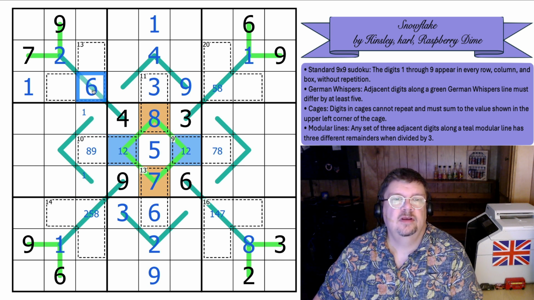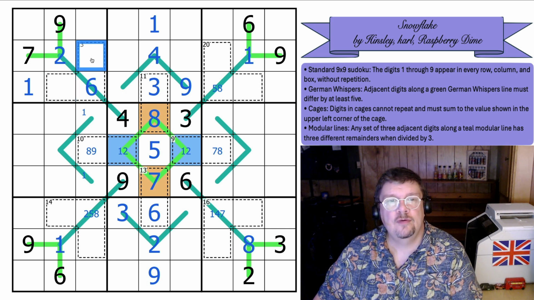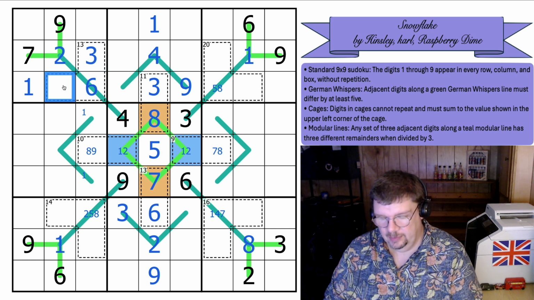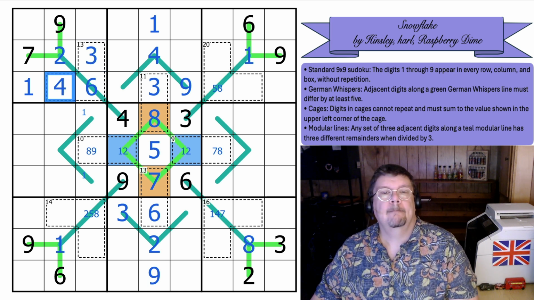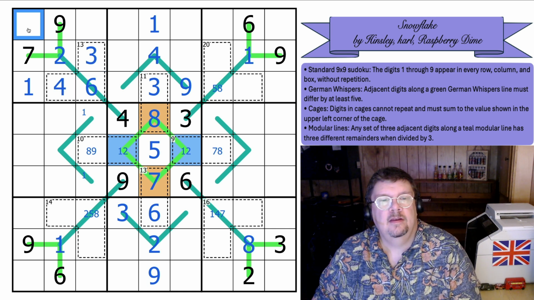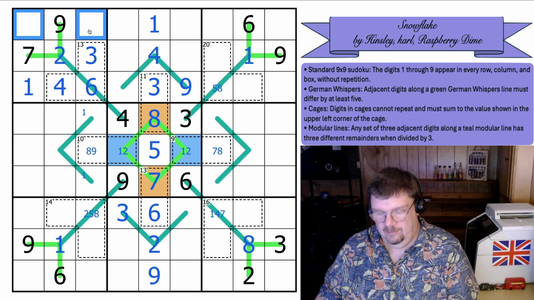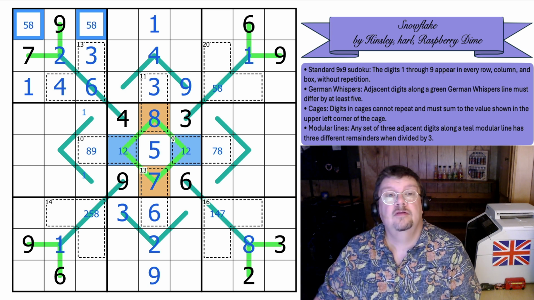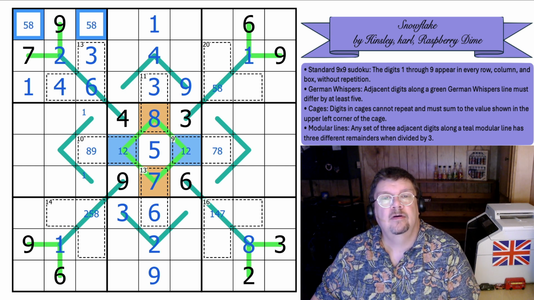Okay, this 6 means I need 7 to complete this cage. I can't use 1, 6, I can't use 2, 5, so it must be 3, 4, and it must go this way round. And 5 and 8 to complete the box.